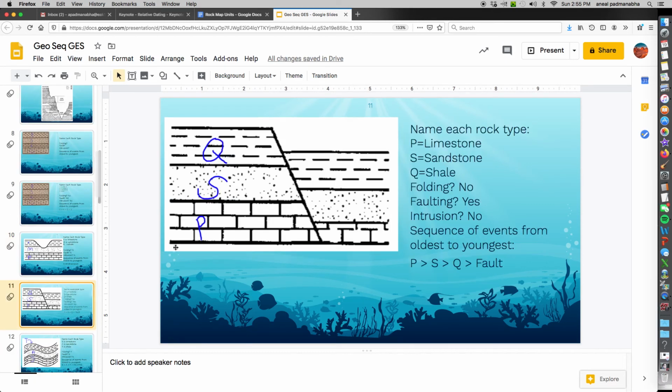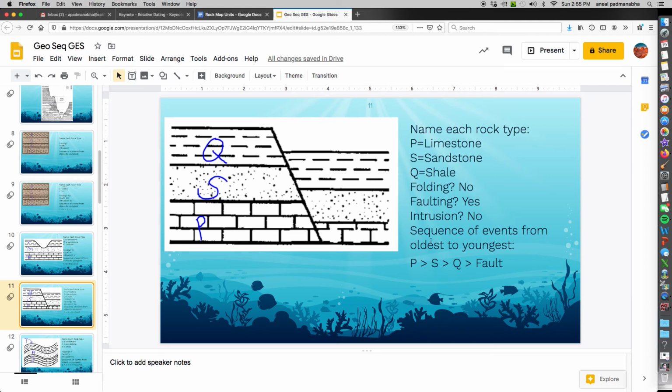Next one. Name each rock. P is limestone. S is sandstone. Q is shale. Is there any folding? No, there's no wavies here. Is there a fault? Yes, here's the fault. You can see these layers are all offset by some. Are there any intrusions? No.